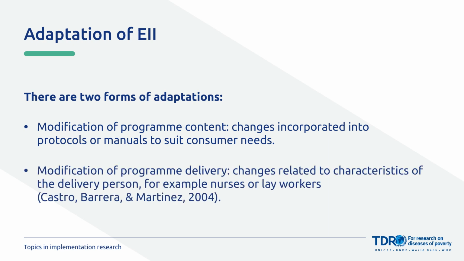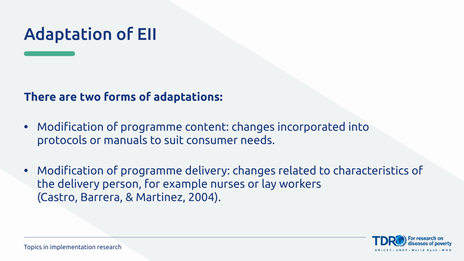The second is the modification of program delivery, which speaks to changes related to the characteristics of the delivery person, for example nurses or lay workers, channels of delivery, for example online versus in-facility delivery, or the location of delivery, for example community or church-based rather than school-based delivery.